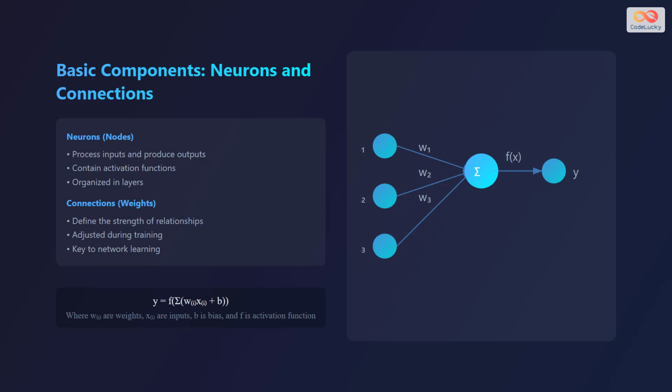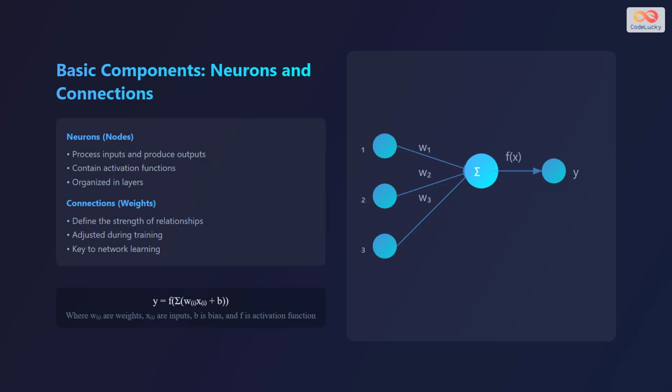Now, let's understand the fundamental components. Neurons, also known as nodes, are the building blocks that process inputs and generate outputs. They incorporate activation functions and are arranged in layers. Connections, or weights, define the strength of the relationships between neurons. These weights are adjusted during the training process and are crucial for the network's learning ability.